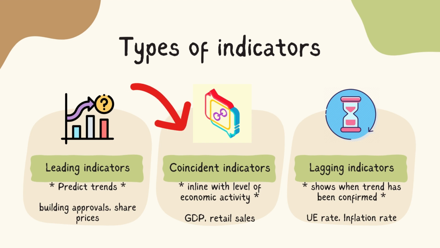Lastly, we will be looking at lagging indicators. Lagging indicators are indicators that is there to help us confirm a trend. For example, when we see unemployment rate increasing and inflation rate falling, we know that the economy has gone through a downswing phase. So it is there to confirm the phase.